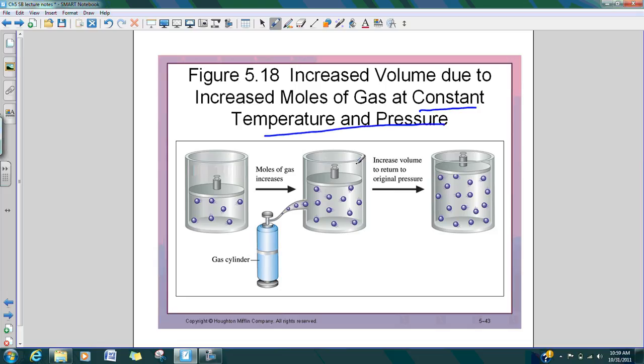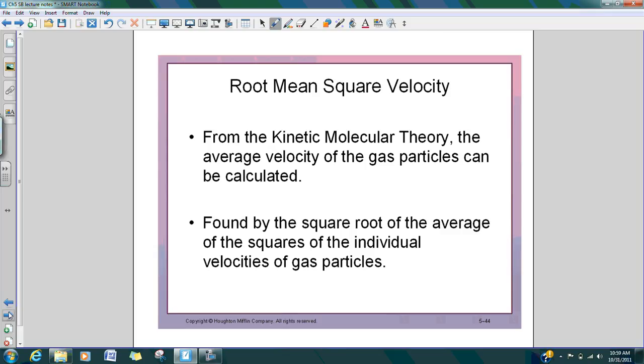All right. Well, if I want constant temperature and pressure to happen, I've got to change some other variable, and I'm going to change my volume. So if I increase the number of gas particles at the same temperature and pressure, I have to increase the volume. There's no other way around that, according to the ideal gas law.